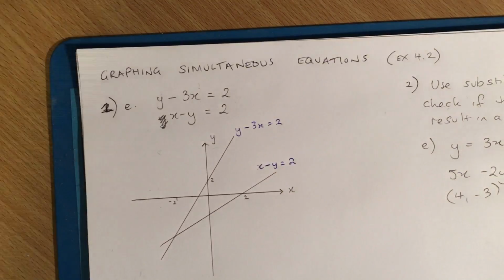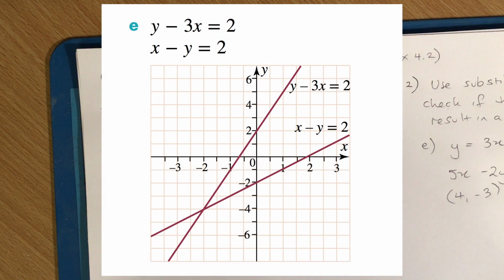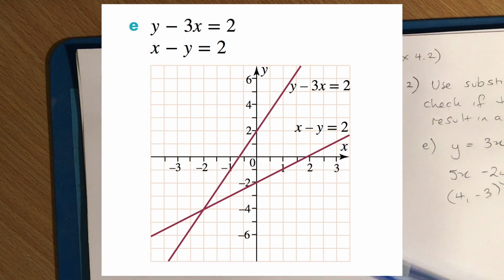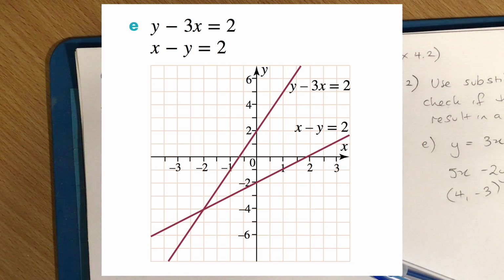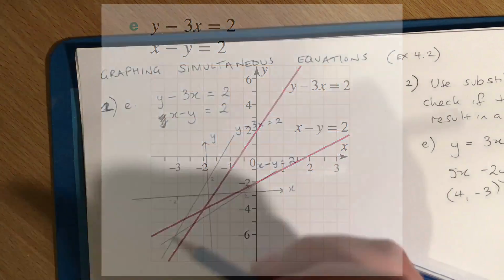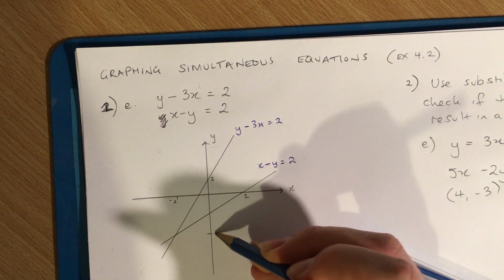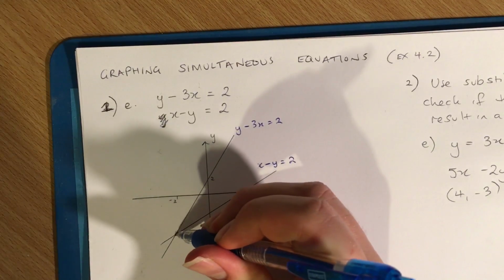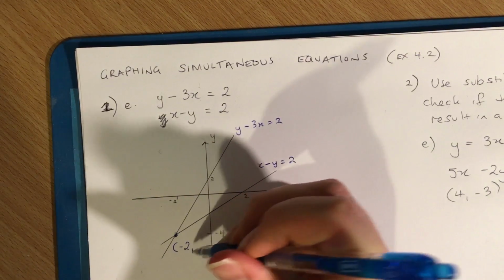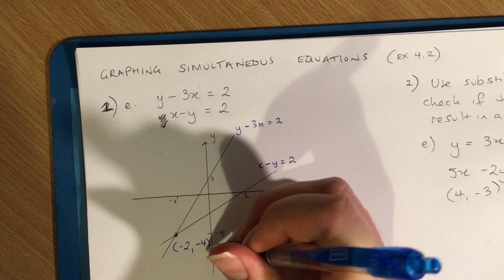So what do I mean? Unfortunately the little diagram that I've drawn here is not very accurate, but if you have a look at the original textbook question, which is 4.2 question 1e, which I conveniently did not make one of the questions, you'll notice that this is actually a -4. So the actual point that they meet is at the coordinates -2, -4.